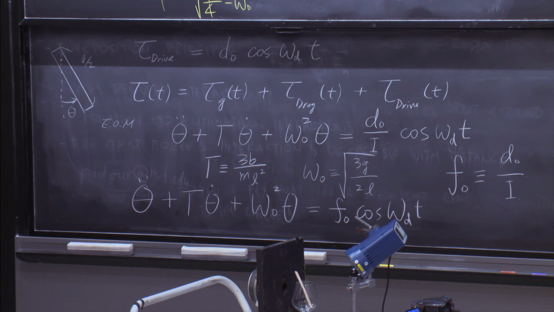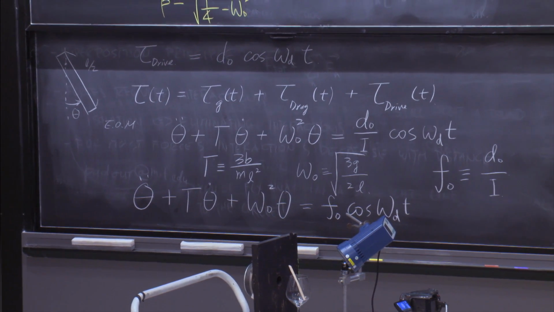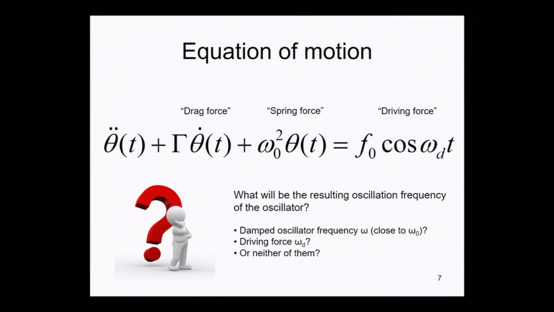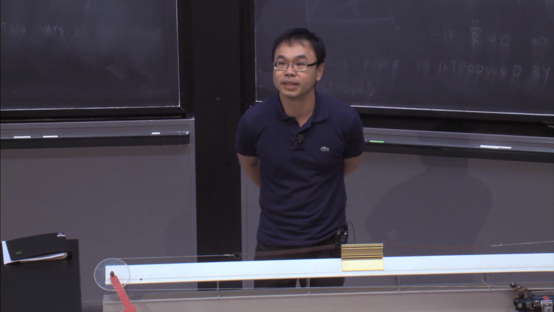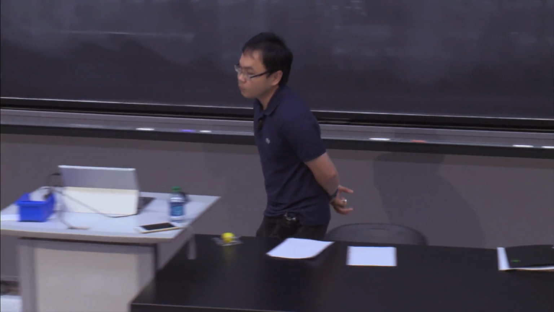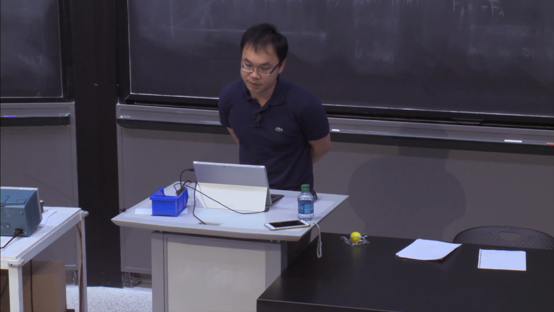So this is our equation of motion. You can see it on this slide. We have three terms in addition to the theta double dot. The first one is related to the drag force or drag torque. The second one is related to the so-called spring force, that is, the spring constant, or the restoring force of the gravitational force. The third one is what we just added in, the driving force.